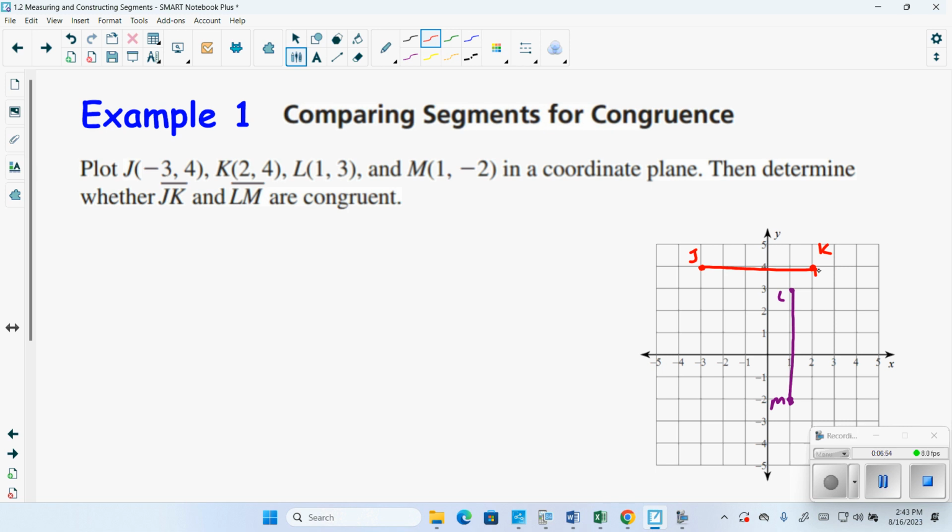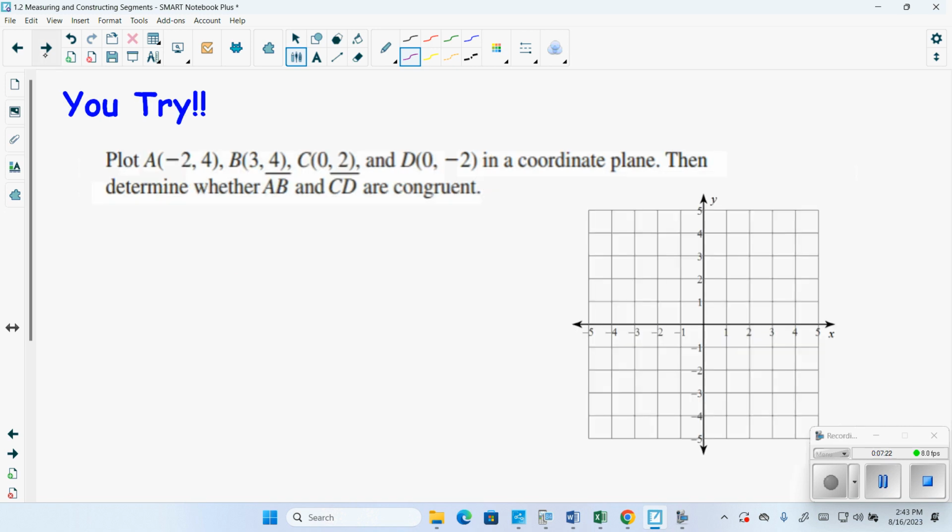Then determine if JK and LM are congruent. So basically, I want to know the distance between those two. So 1, 2, 3, 4, 5. Red has a distance of 5, going from -3 to +2. Purple, 1, 2, 3, 4, 5, also has a distance of 5. So yes, because they have the same lengths, JK is congruent to LM. You try. So go ahead and hit the pause button, and you try this.